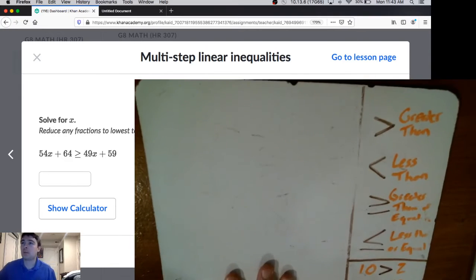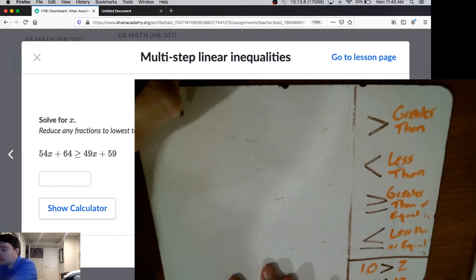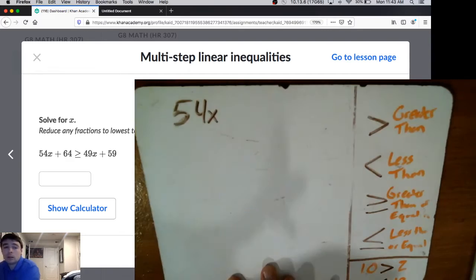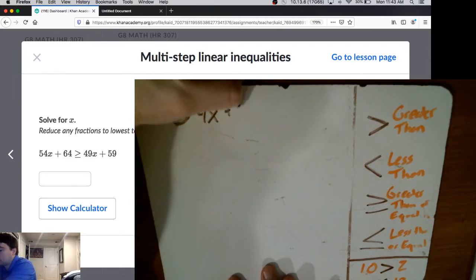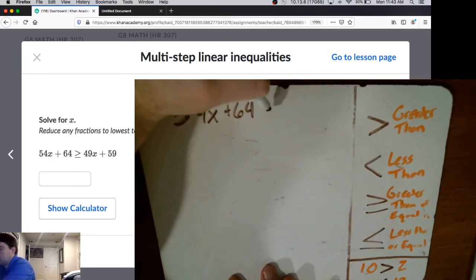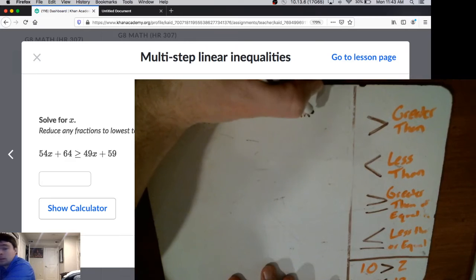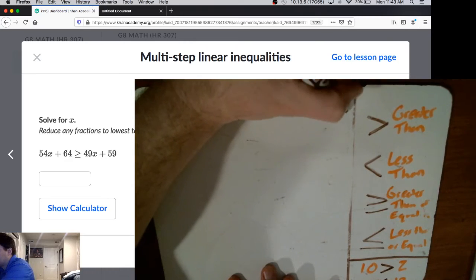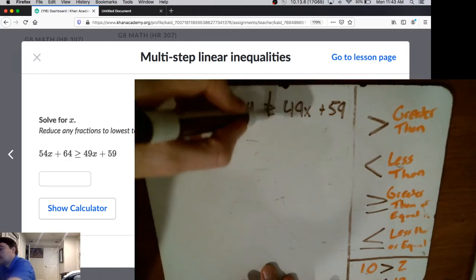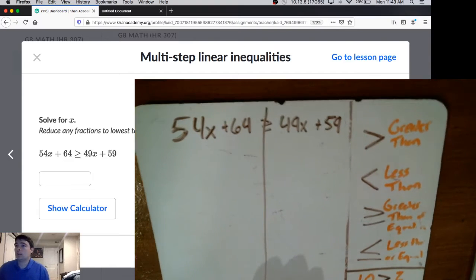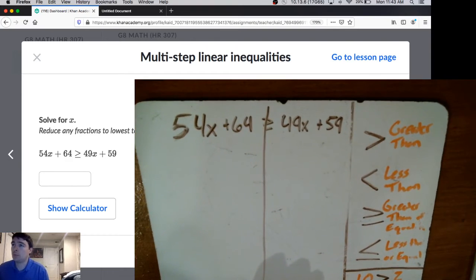So one more example here. Again, if you're still watching, I would encourage you to be doing this example on your own before you watch me by pausing the video. It says 54x plus 64 needs to be greater than or equal to 49x plus 59. Here, pause the video, try to do it on your own.